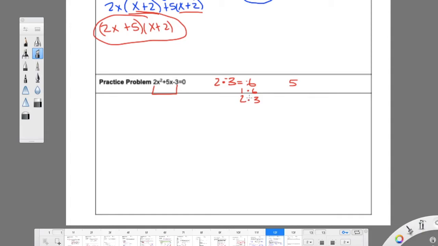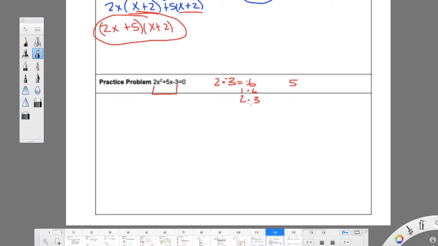And then because it's a positive 5, I also know that I want the bigger number to be positive. We need to make sure that we have it in the correct order here, because that does start to get a little bit more complicated. Although factoring by grouping does help with this a little bit, as far as knowing the right placement.